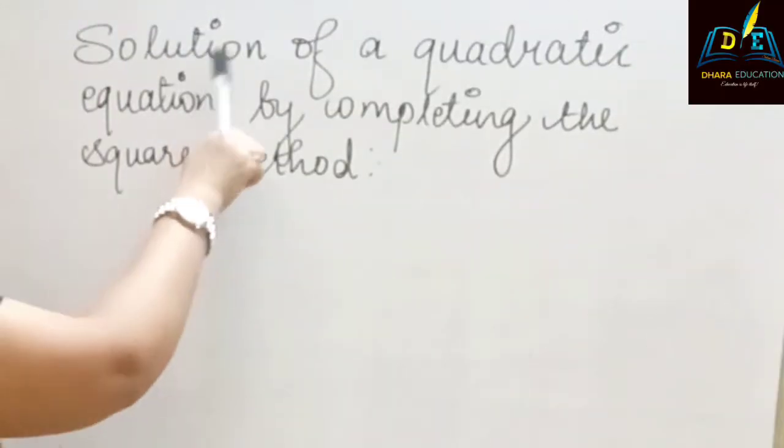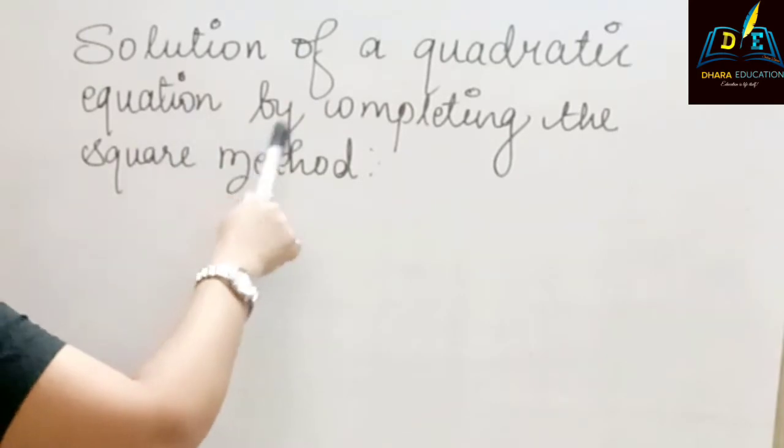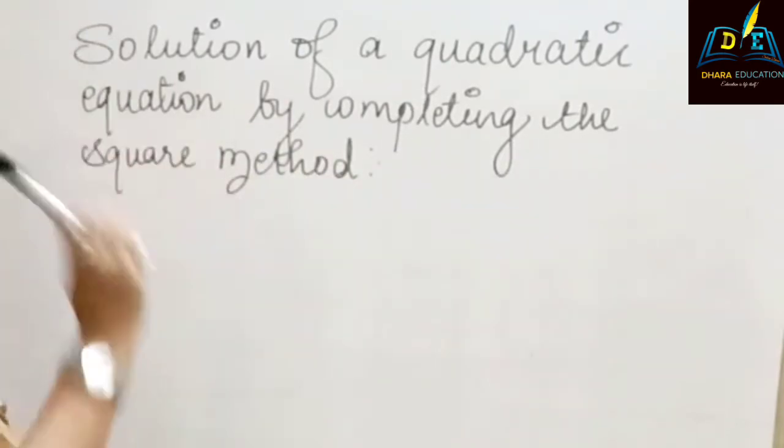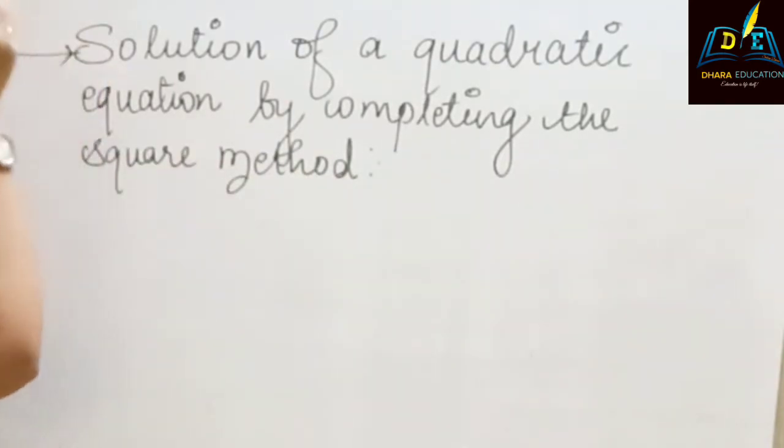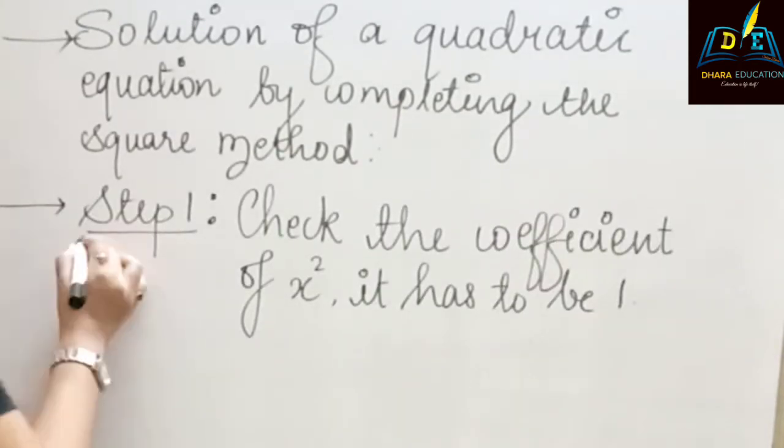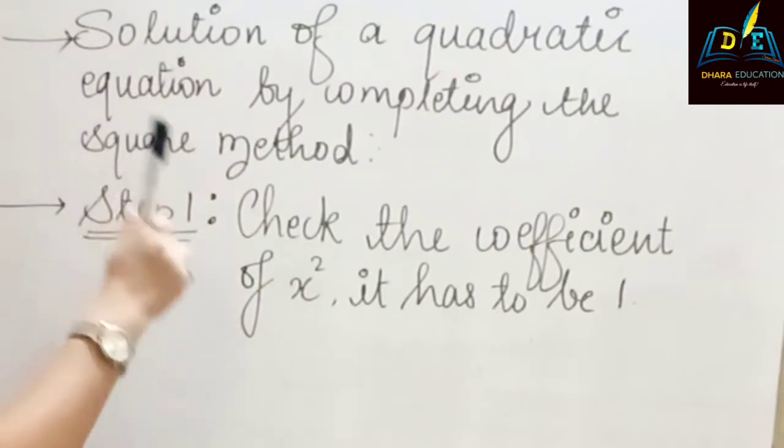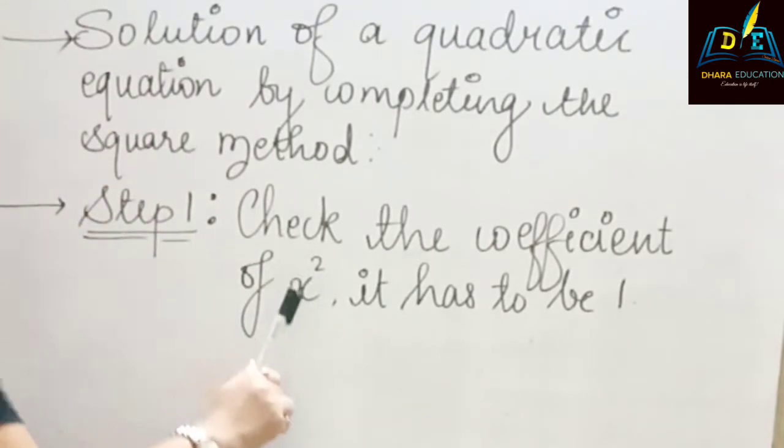So let's start. Today we are going to start with the solution of a quadratic equation by the completing the square method. So what do you mean by the completing the square method? We will see a few steps of it, and you can say it is a few tips of it. Okay, so let's start. The first step which I have written over here is that you need to check the coefficient of x square. I am talking about x square. It has to be 1.